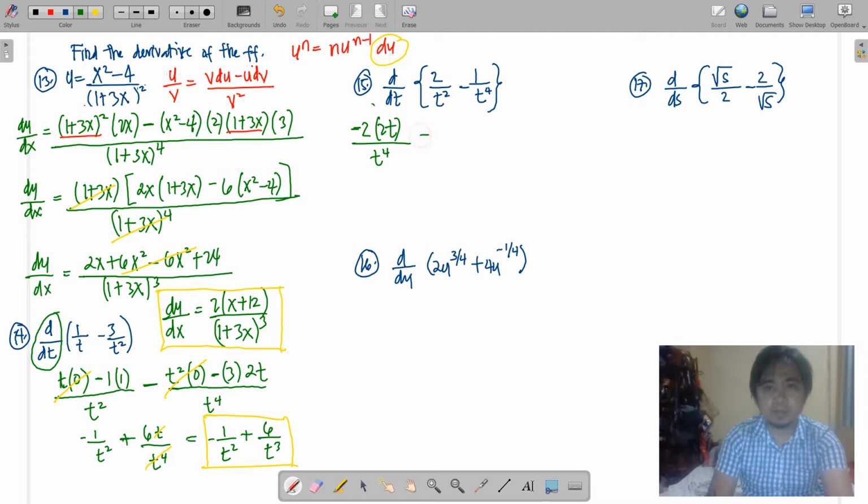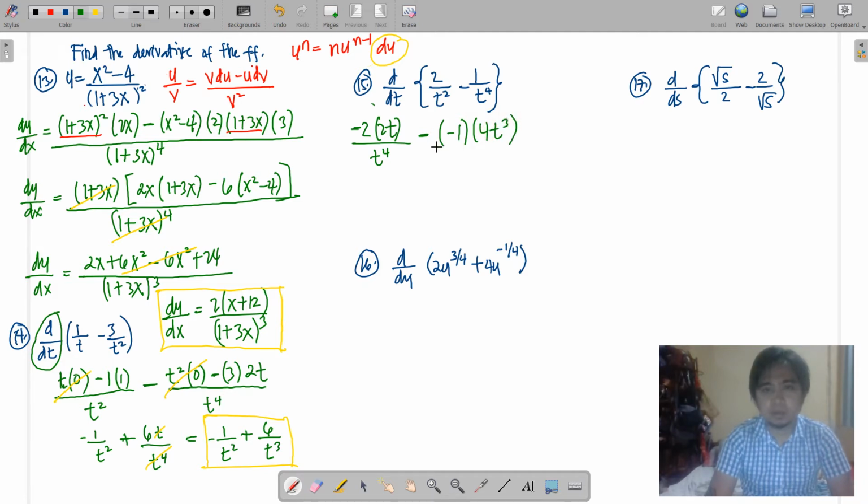And then minus v du. What is our v here? v is t raised to 4. du is constant 0, so that will disappear. So v du is gone. So let's proceed to u dv. So minus u, our u here is 1. Differential of v is 4t cubed.